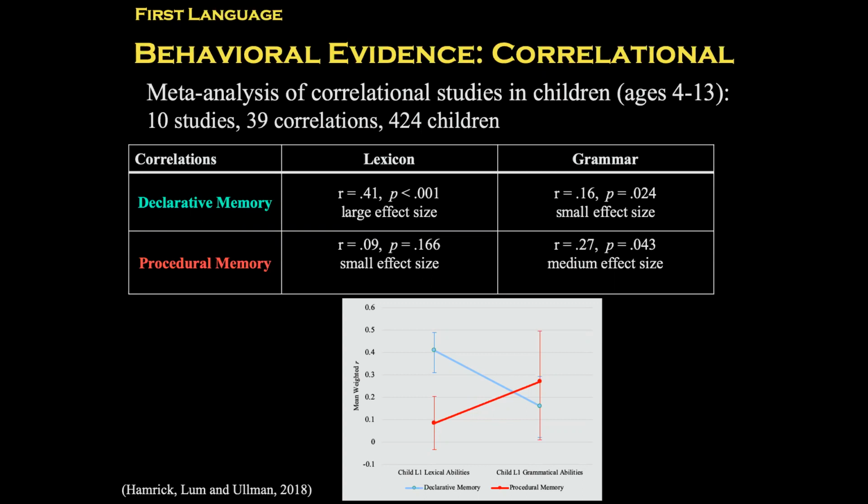So here are just the R values: lexical abilities tied to declarative, not procedural, and vice versa for grammatical abilities. So what this does is it clearly ties lexical abilities in kids in first language to declarative memory, and grammar primarily to procedural memory, but also to declarative memory. And I would expect that if the kids were a bit older, you'd find less declarative memory reliance because they would learn more in procedural memory and rely more on that. Here's some neurological evidence.